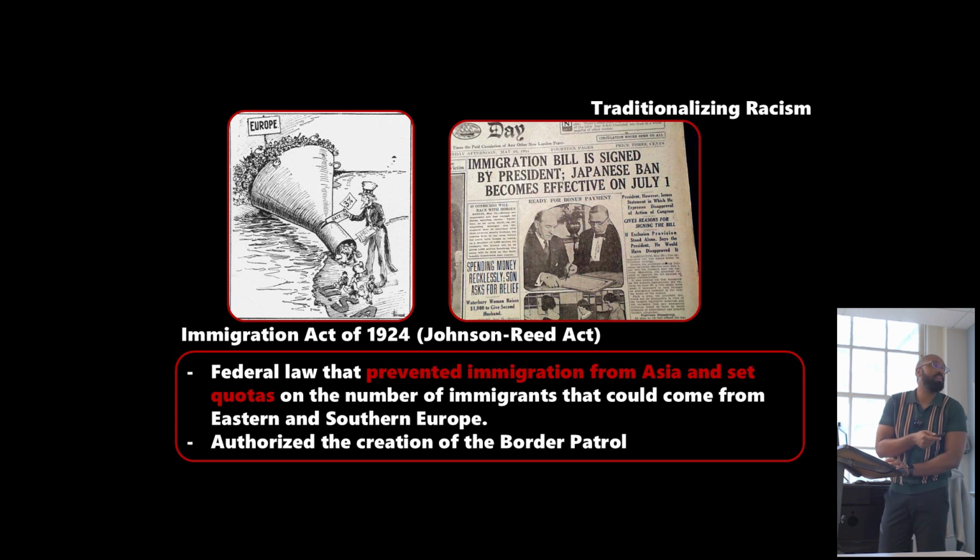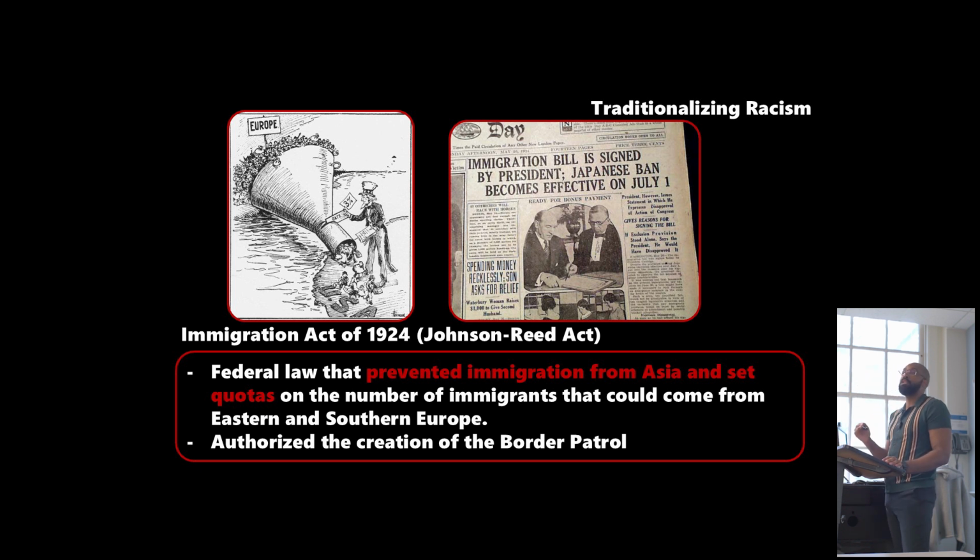So ultimately, the Immigration Act of 1924 gets passed, or it's sometimes referred to as the Johnson-Reed Act. That's referring to the president and the vice president. Basically, this was a federal law that restricted Asian immigration, like bottlenecked it. So yes, we can take Asian immigrants, but we're only going to take a certain number of them. And now we have like a quota, okay?